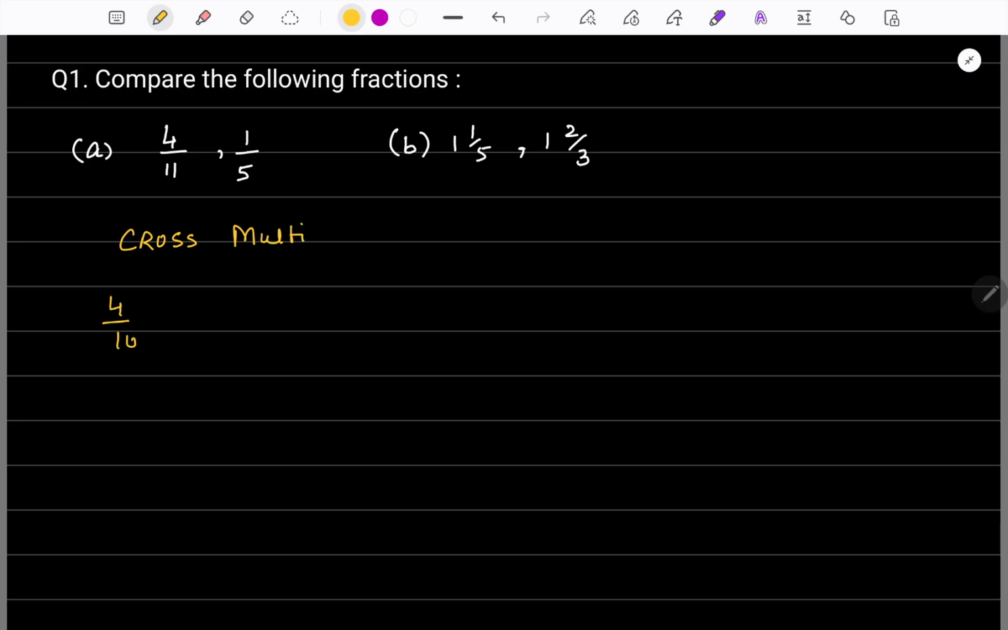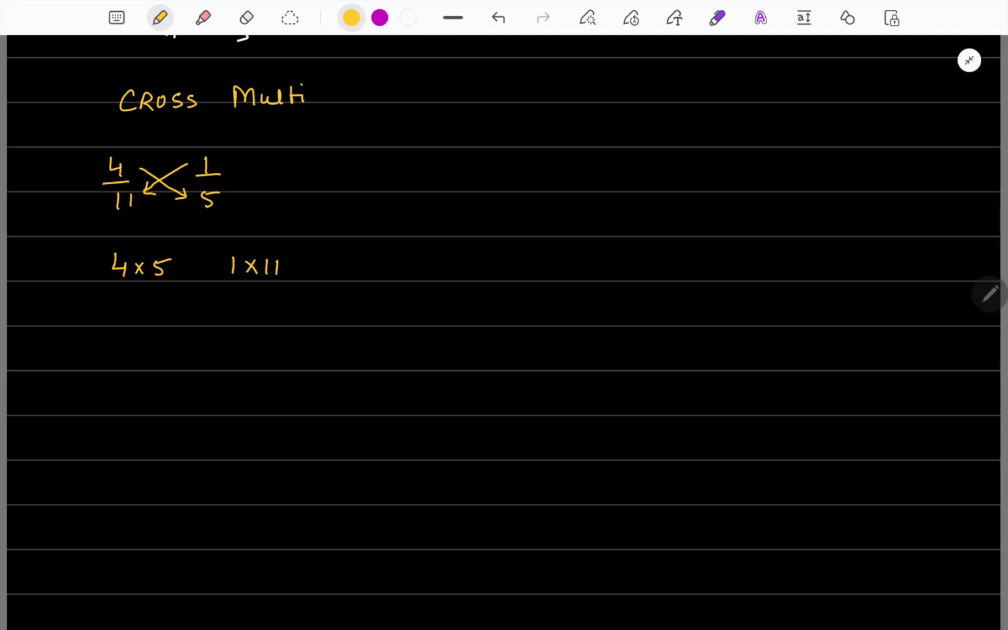4 by 11 and 1 by 5 gets cross multiplied. 4 into 5 and 1 into 11. So 4 into 5 on left hand side, 1 into 11 on right hand side. So 4 into 5 is equal to 20. 1 into 11 is 11. So comparison between 20 and 11, 20 is greater than 11.